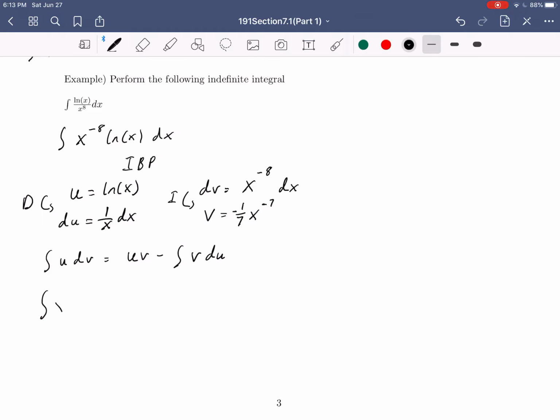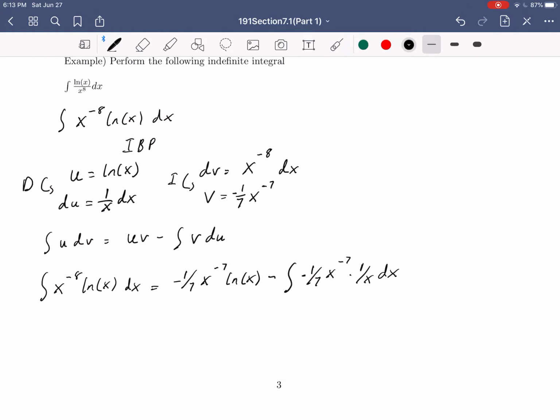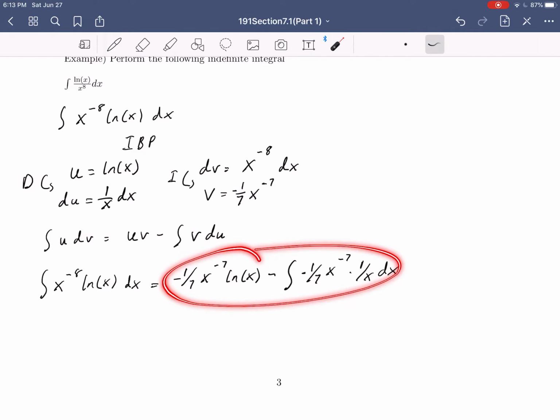So that tells us that the integral of x to the negative 8, ln x dx, u times v, is going to be negative 1/7 x to the negative 7 ln x minus the integral v du. So we're still going to have an integral to do, and that integral is going to be minus 1/7 x to the minus 7 times 1 over x dx. Okay, let's simplify this a little bit.